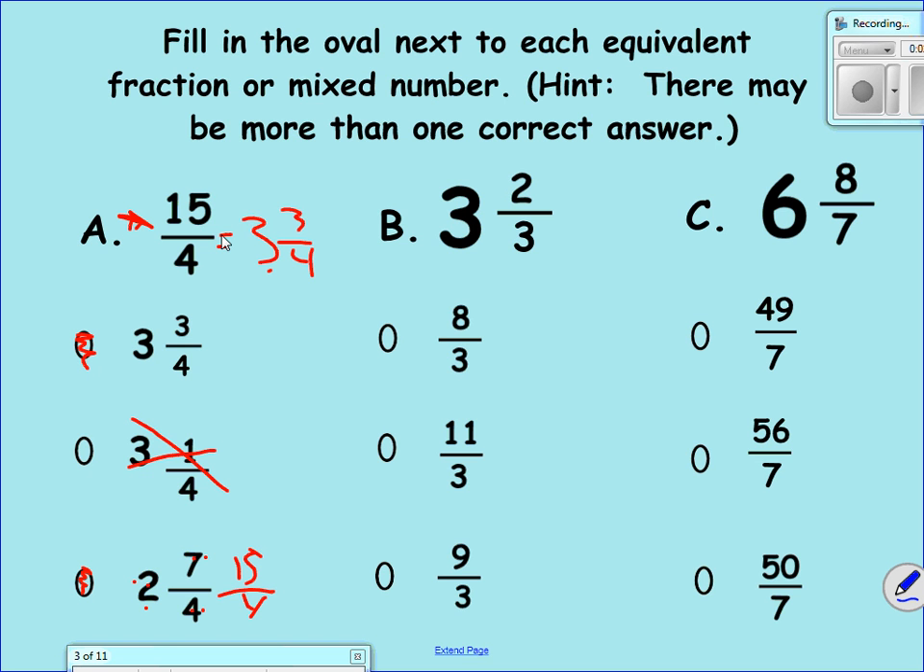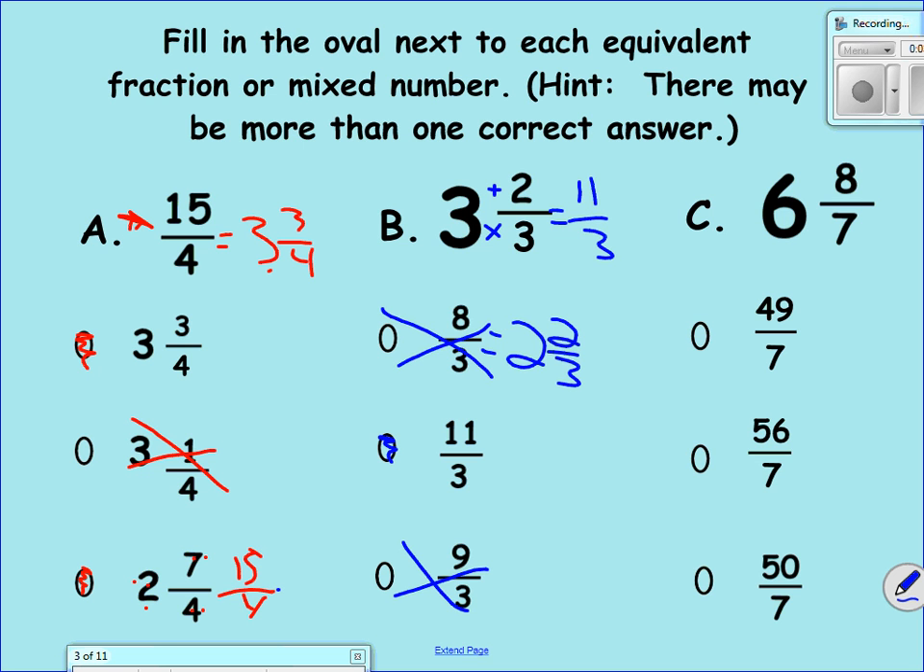We have 3 2/3. Okay, nothing down there is 3 2/3. Let's change this into an improper fraction, just like we did down here. We're going to go 3 times 3 is 9, plus 2 is 11 over 3. Do we have any 11 over 3s? We do. We have one right here. If 11 over 3 works, that means 8 over 3 cannot work. That means 9 over 3 can't work. Let's keep on going. Actually, could 8 over 3 work? How many 3's go into 8? We have 2 2/3 left over. That's not the same, so that doesn't work.